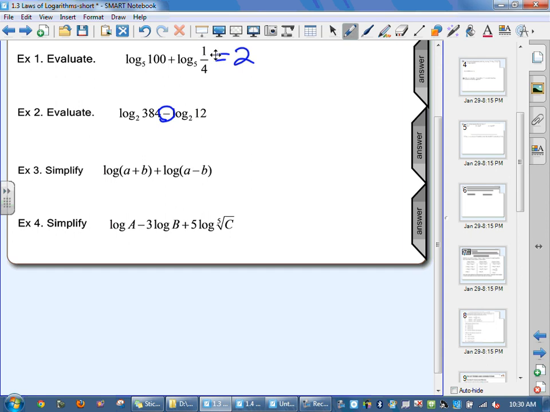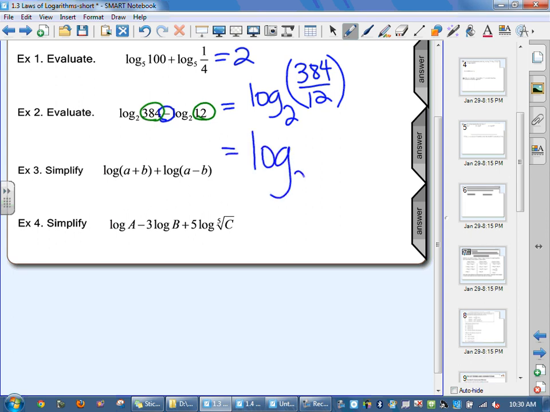So, to simplify, I would rewrite it to look like this. Log base 2 of 384 divided by 12. And now you actually do the dividing if you can. And 384 divided by 12 gives me 32. So I'm going to simplify by going log base 2 of 32.